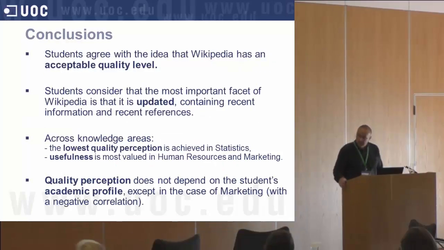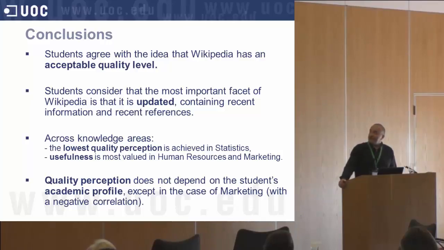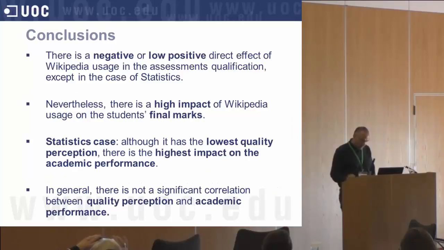So, main conclusions in this work: students agree with the idea that Wikipedia has an acceptable quality level. Students consider that the most important facet of Wikipedia is that it is updated, containing recent information and recent references. Across knowledge areas, the lowest quality perception is achieved in statistics. Usefulness is most valued in human resources and marketing. Quality perception does not depend on the student's academic profile, except in the case of marketing, with a negative correlation.